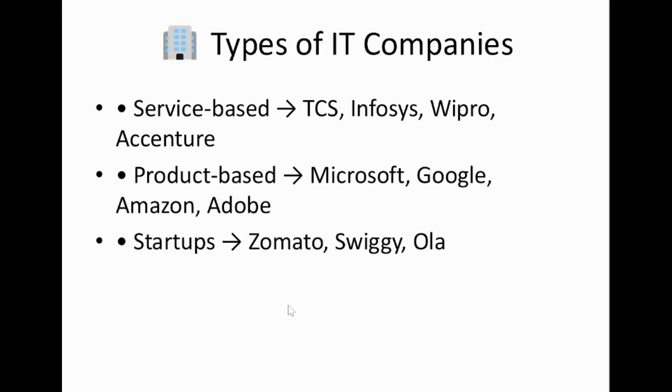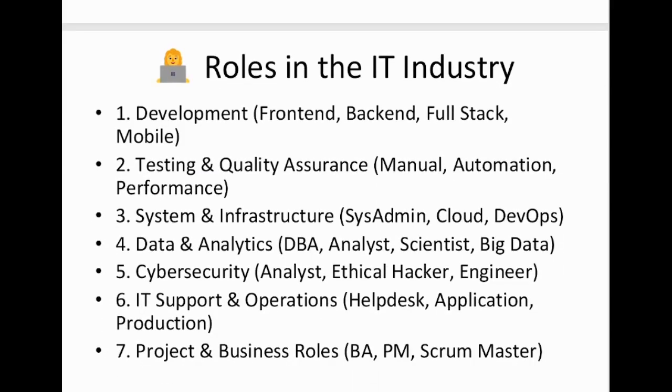Service based companies are those in which employees support other businesses. In product based companies, employees make their own products. And a startup is a small company that mainly works for growth, like Zomato and Swiggy.